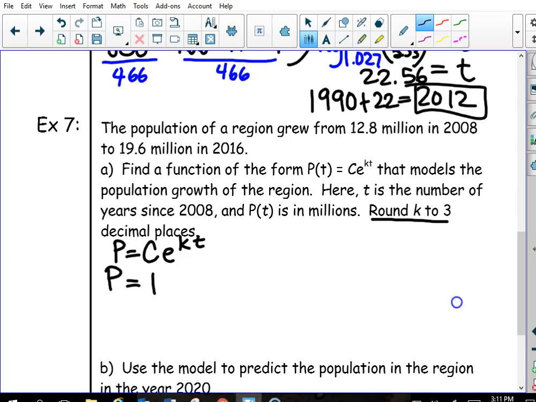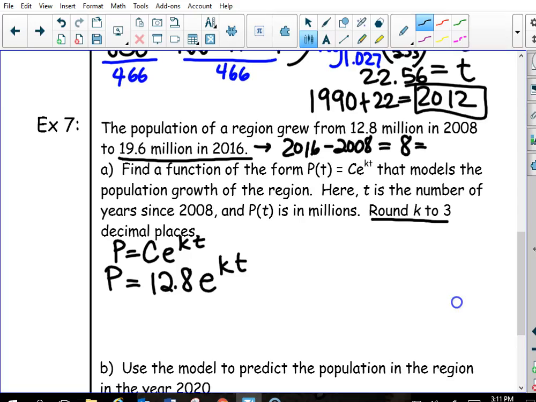12.8 million. So P is equal to 12.8 e to the kt, and the first thing we need to do is plug in the numbers that were given for 2016. Okay, we're going to plug those in for P and for T, and then we can solve for K. So 2016 minus 2008 is 8, so that's our T we're going to use. All right, so I'm going to plug in 19.6 for P and 8 for T.